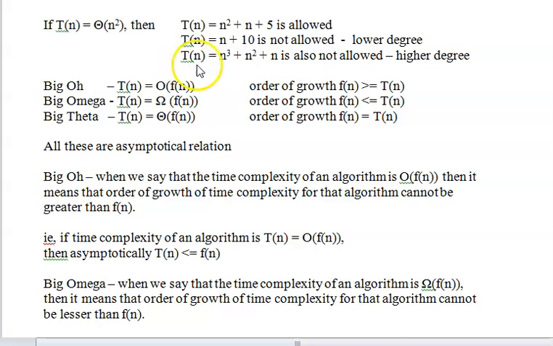Then the other example is, if T(n) is equal to n cubed plus n square plus n, then the degree of this function is n cubed, whereas the degree of theta is n square. This being higher degree, we cannot allow this to be a part of this equation, because T(n) will not match with theta of n square.